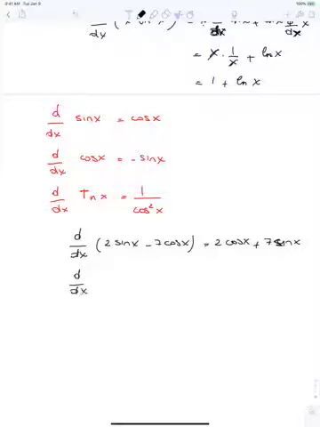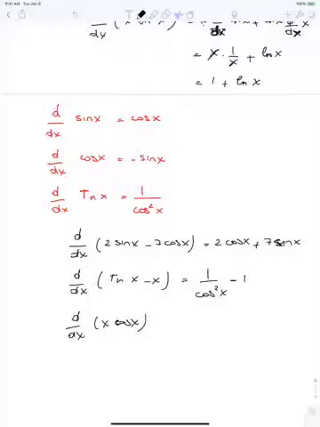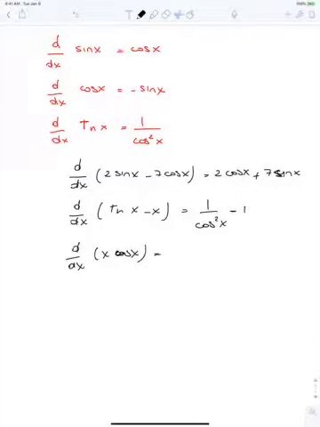The derivative of tangent of x minus x is equal to 1 divided by cosine square of x minus 1. The derivative of x cosine of x is equal to, well, I'm not going to write all the steps. The derivative of x is 1, so here we are left with cosine of x, and then the derivative of cosine is minus sine, so it's minus x sine of x.